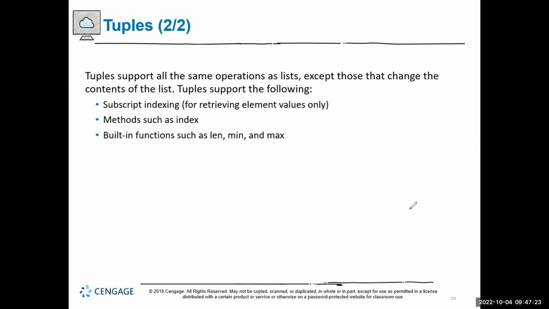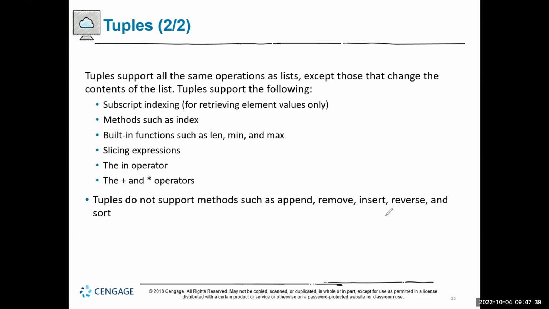So see, tuples support all the same operations as the list, except for those that change the content of the list. They support subscripting with index, the same: index number 0, 1, 2, 3, and so on. The built-in functions length, min and max work the same. Slicing expressions are the same, and the in operator checks whether an item is in the tuple or not. You do not have methods such as append, remove, insert, reverse, and sort. You cannot change the content of this one.